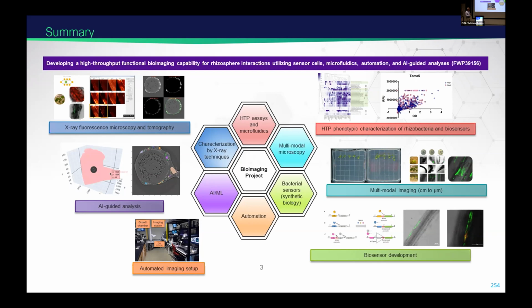I didn't talk about the automation aspects, but this is basically the overall project, and I'm very excited about maybe being able to use EMSL capabilities to actually define some elemental analysis or metabolite mapping, et cetera, et cetera.